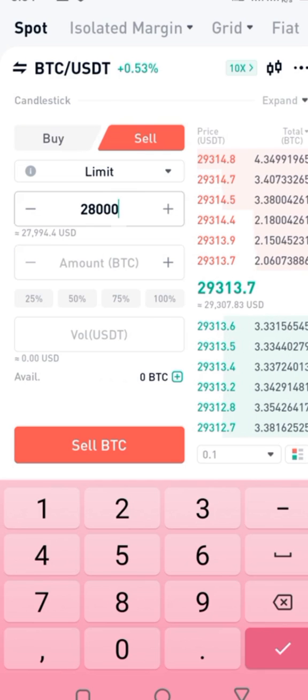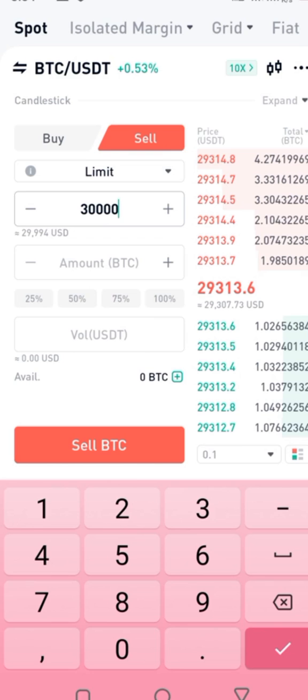You can also sell in limit or at the market price. Assume that we bought Bitcoin when the value was 28,000 USDT. Now I want to sell it when the value reaches 30,000 USDT. So you set the price or value. After that, you input the total amount of Bitcoin that you are holding. You press sell BTC, and it will sell automatically for you.